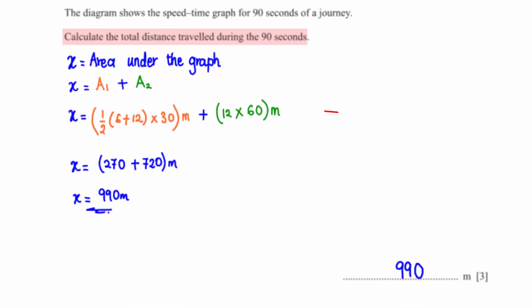And so we have half of 6 plus 12 times 30 meters plus 12 times 60 meters, and that gives us a final answer of 990 meters.